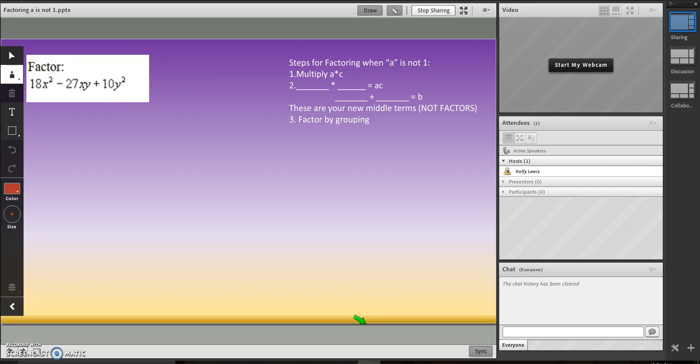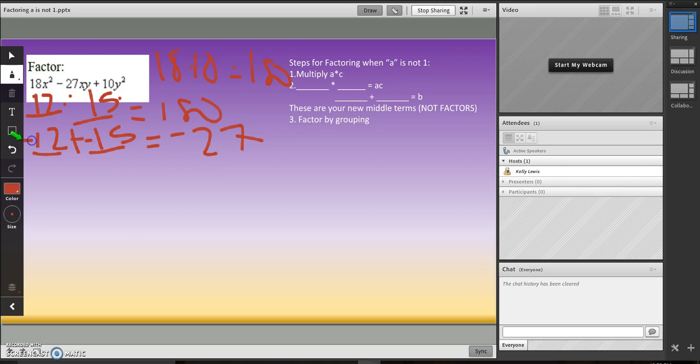This guy. So when we have double letters, I don't want you to stress. Okay? Don't stress. 18, 27, and 10. Alright, so you can't take anything out, so we'll do 18 times 10. 18 times 10 is 180. I need to figure out what multiplies to give me 180, adds to give me negative 27. 12 and 15. Okay, you can check it if you want.